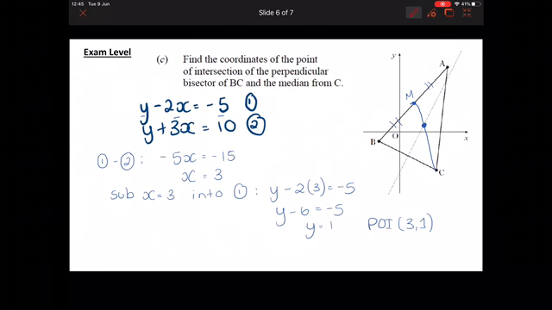And then for part C, this was also out of 3. So you'll have 1 mark for finding that x is equal to 3, 1 mark for finding that y was equal to 1, and then your third and final mark will be for your coordinates.